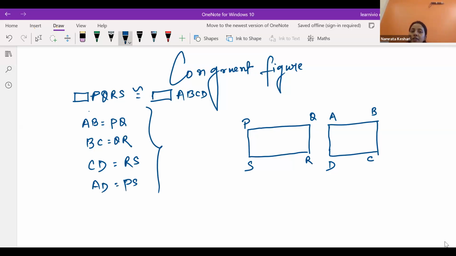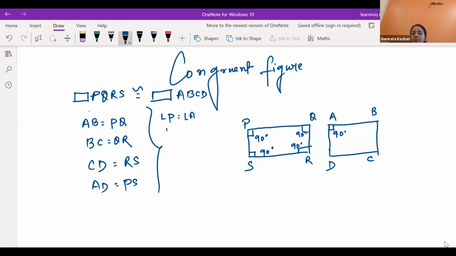Each and every interior angle will also be the same. Angle P will be equal to angle A. And since we are talking about a rectangle, each and every interior angle in both rectangles, whether they are congruent or not, will always be 90 degrees. So in this case, yes, each and every interior angle is also the same. So congruency means sides will be the same and angles will also be the same.